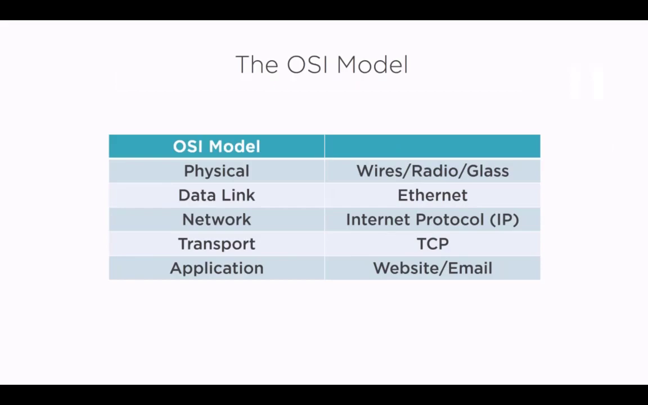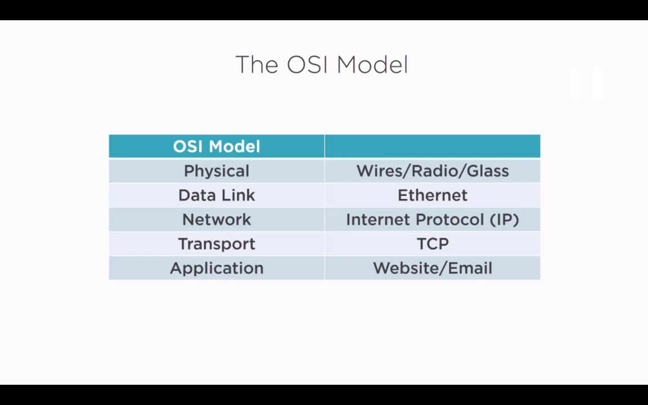So now I will show you what the OSI model is. Basically, in my previous lecture, I described the components of communication. The OSI model is composed of 7 layers, but we can consider only 5 layers, because they are very important in our data communication.